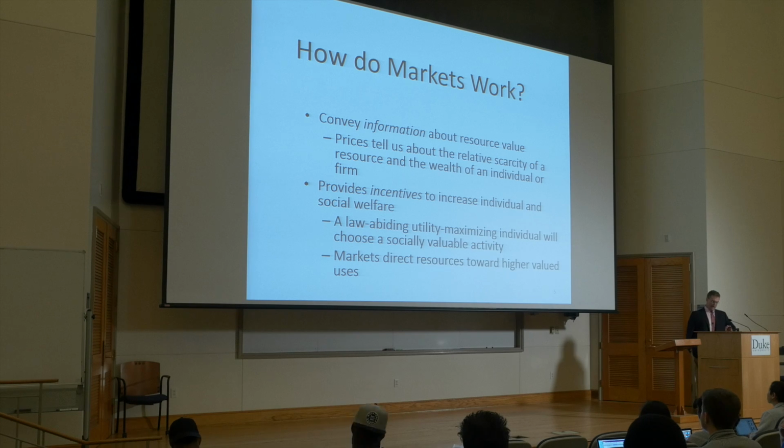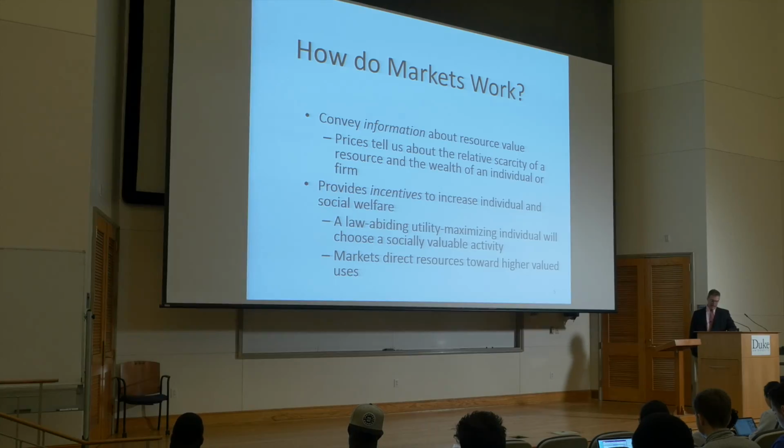So a law-abiding, utility-maximizing individual will choose a socially valuable activity. The reason I know it's socially valuable is that I can make a wage or a profit by producing it. That's the signal that I'm producing something that's socially valuable. And markets then direct resources towards higher valued uses. So that's a summary of the argument that we've made so far for markets.